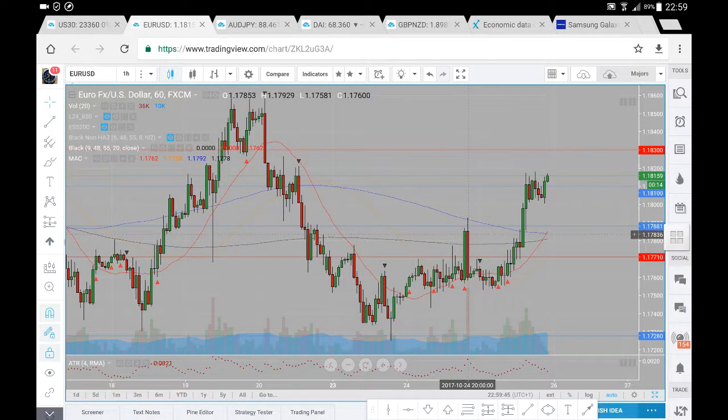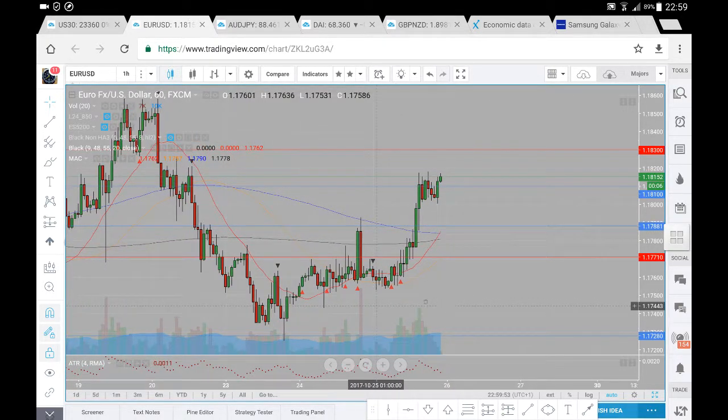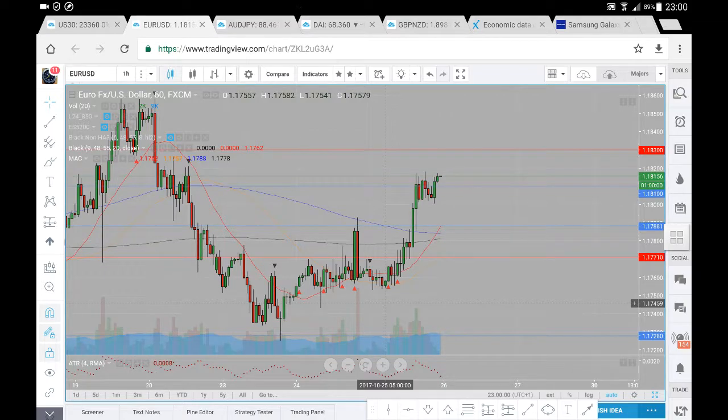This is the euro dollar analysis for Thursday, 26th of October. Now, let's just have a look at what happened on the 25th. On the 25th, we had a continuation of the move upwards, and let's just grab the pen. We've had this continuation of the move upwards.